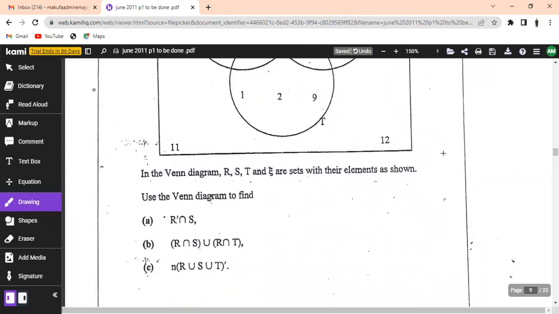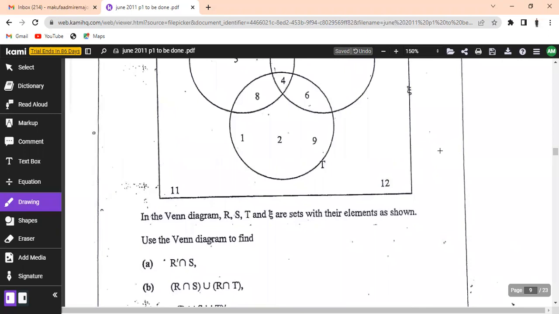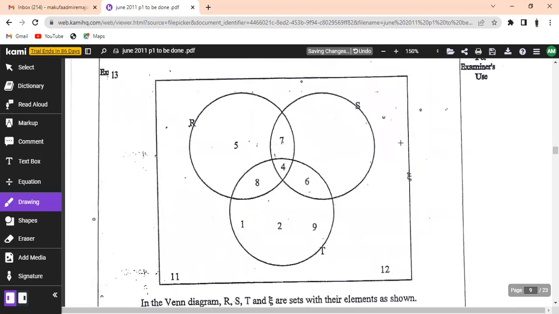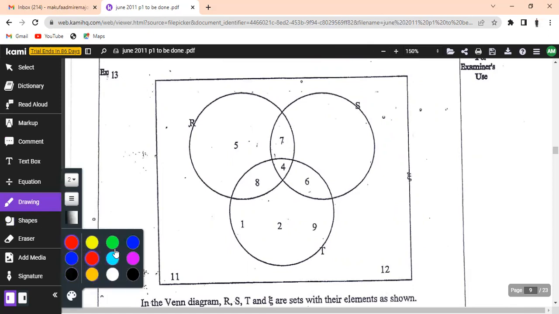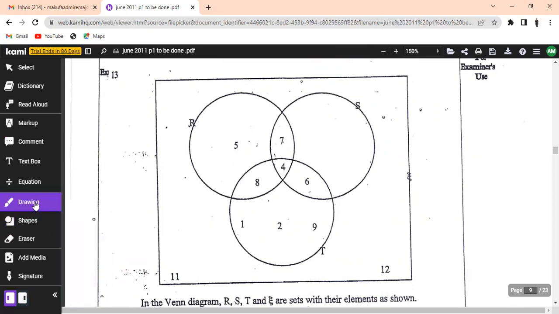Use the Venn diagram to find R complement intersection S. That is the first question that you're given. R complement intersection S. So what does R complement mean? R complement, we are talking about those elements which are not in R. So R complement, these are the elements which are not in R. So let me just indicate it this way. These are elements which are not in R. So which means we are referring to these elements here. This is your R complement. All these which are not in R.